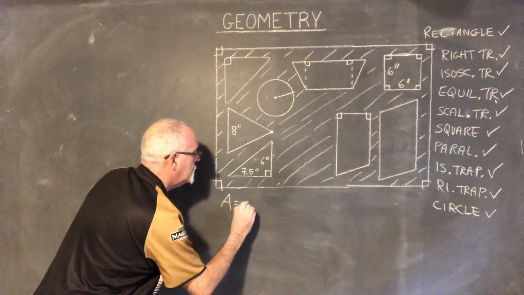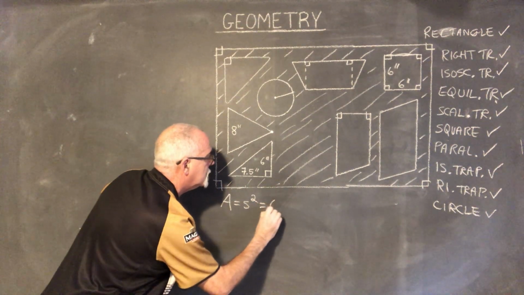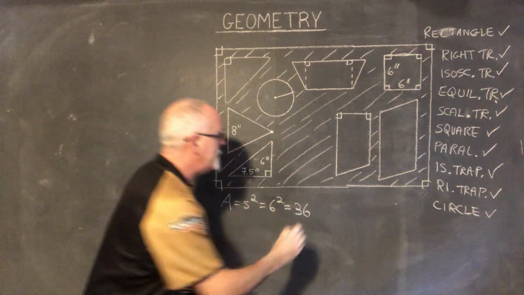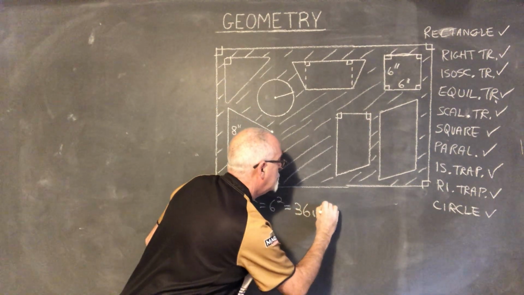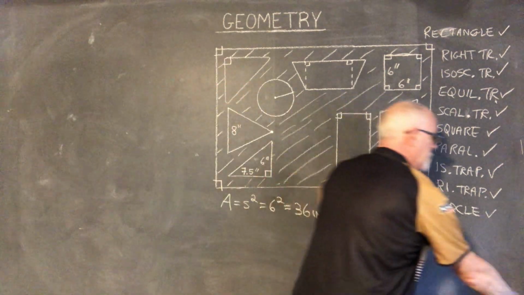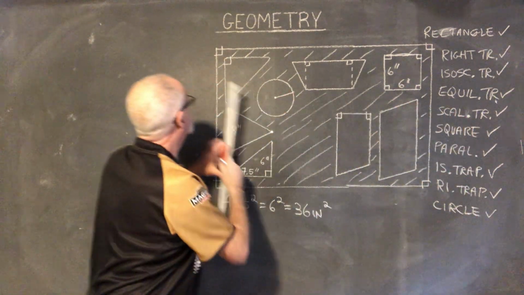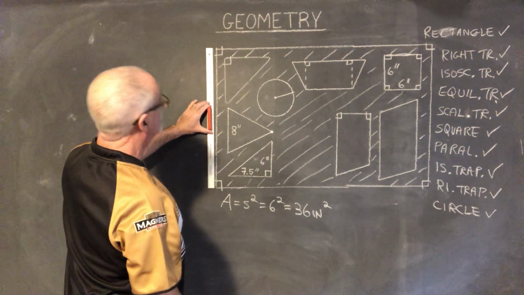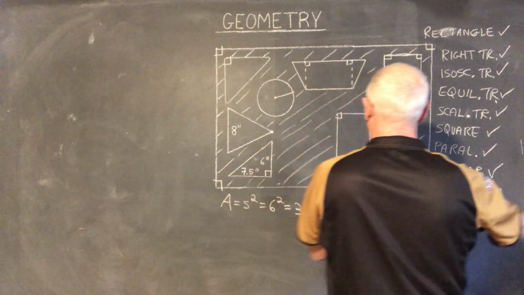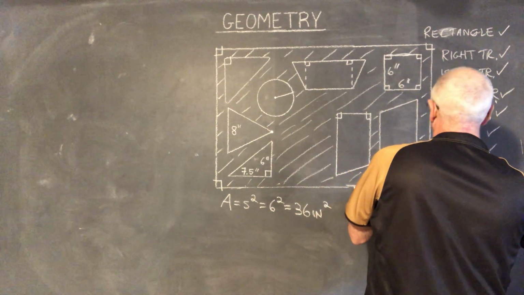Area of a square is equal to side squared, which is 6 squared, which is 36 square inches. There, I did one. Okay, the area of the rectangle, I have to measure to do the area of the rectangle. How big was this rectangle after all? That's 24 inches, and this, 36 inches.